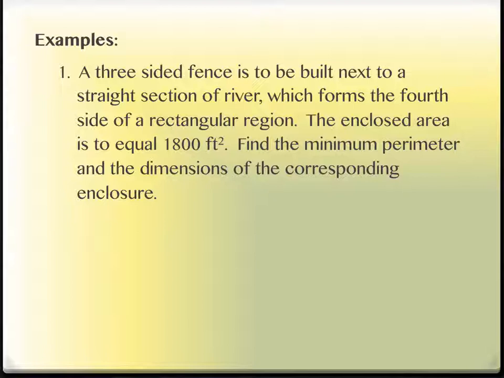We've got a 3-sided fence, and we're going to build it next to a straight section of river. The river is going to form the 4th side of a rectangular region. So we're creating a rectangle, right? But our rectangle only has 3 sides that are man-made. The 4th side is the river. It says the enclosed area is supposed to equal 1,800 feet squared. So we know the area that we're going to enclose. We're wanting to find the minimum perimeter and the dimensions of the corresponding enclosure.